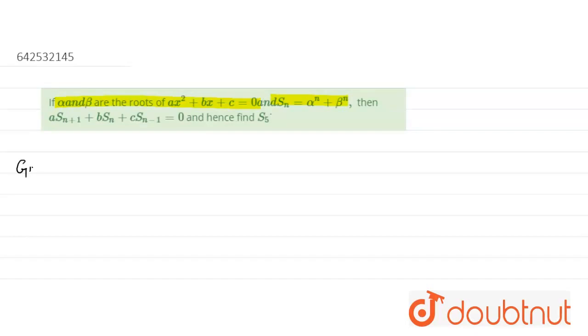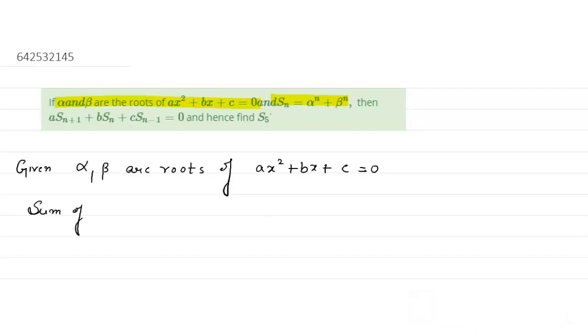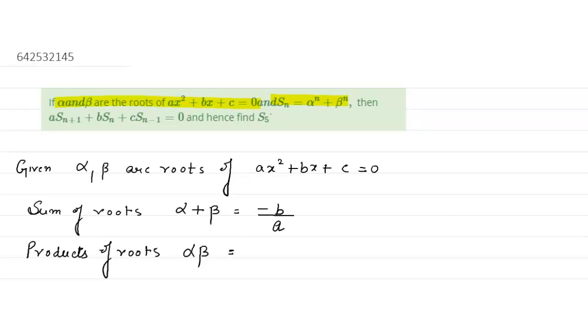We have given alpha, beta are roots of ax square plus bx plus c is equal to 0, and we know that sum of roots alpha plus beta is equal to minus coefficient of x divided by coefficient of x square, and product of roots alpha beta is equal to c by a, right?